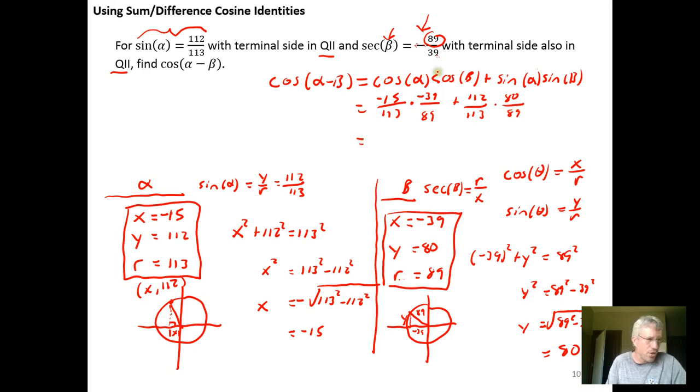And crunching this all out in a calculator, because I was too lazy to do it in my head or on paper, I got 9545 over 10057, which didn't reduce, didn't have any common factors. So this is the exact answer.